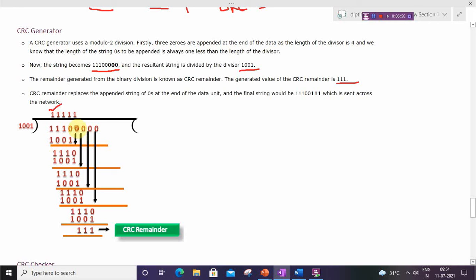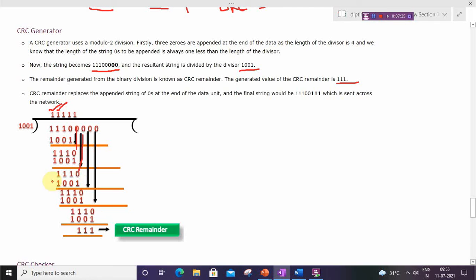Then this 0 will come down. Then 1110, and again in the quotient we put 1. Then 1001, and XOR it. Then 011, 101, 101, and 11 is 0. So 111. Then the next 0 will come down.